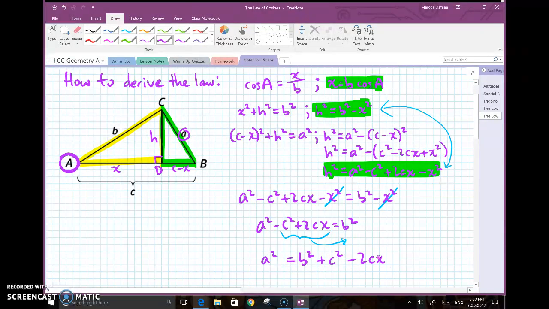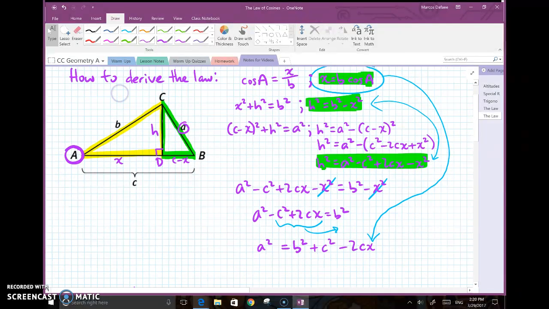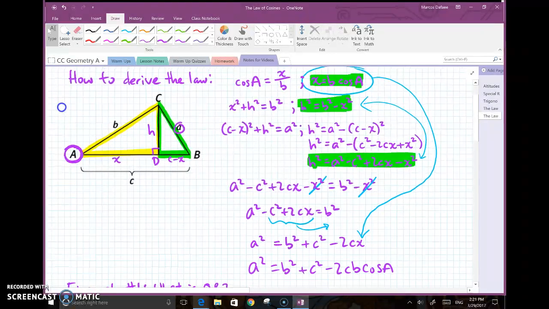Okay? Now we have to go back even further. Remember, way at the beginning, we made this relationship about our x being equal to b cosine of A. That's right over here. Well, this now kicks in because I can substitute this for my x over here. And when I rewrite that, I get the following. Check this out. I get a squared is equal to b squared plus c squared minus 2cb cosine of A. And there you have it, folks. We just derived one of the laws of cosines. Ta-da!